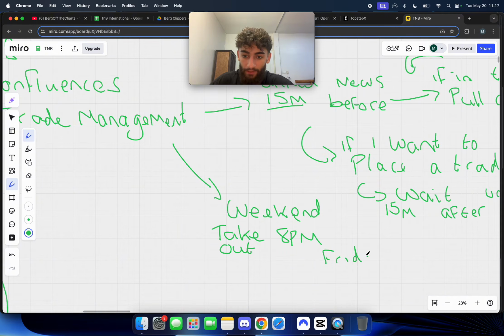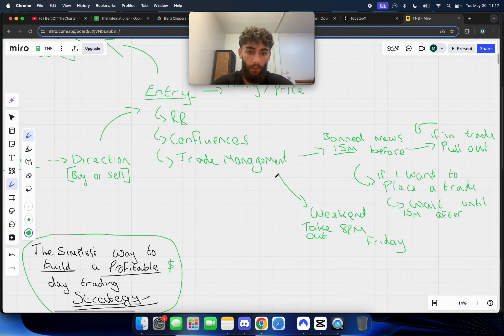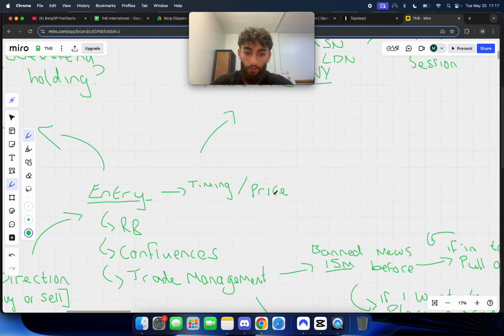I'm outlining this so that in the moment I don't have to make a decision. This is the way that I created my model. Outline every single variable so that when you're in the market, you don't even have to think. You just have to follow. Okay? So that's my trade management stuff.